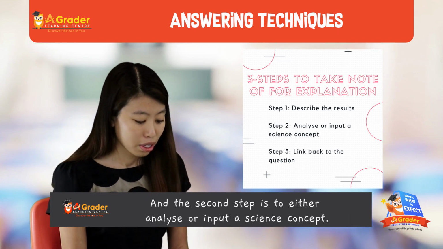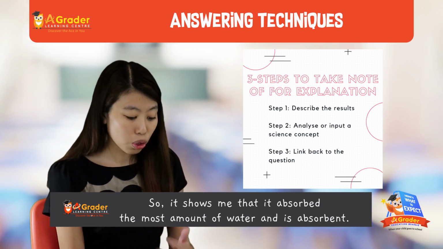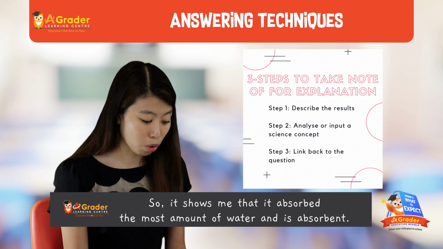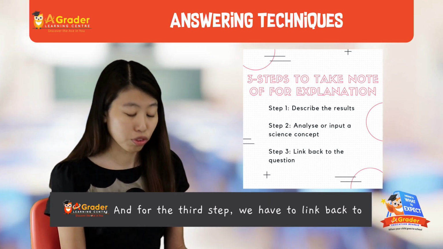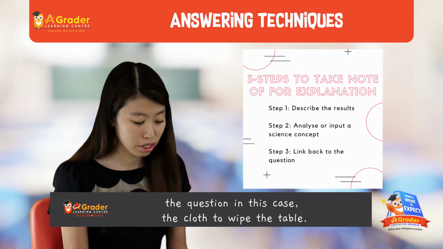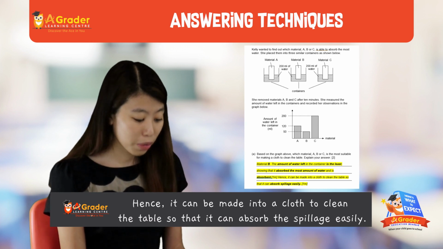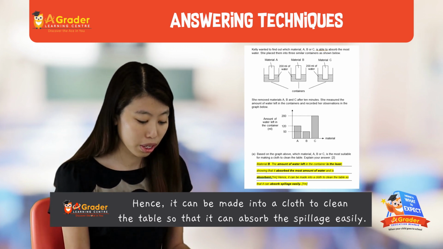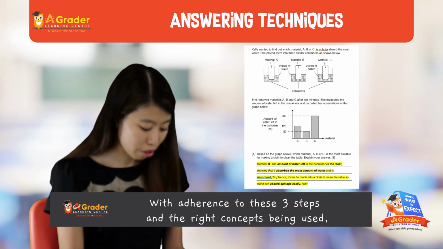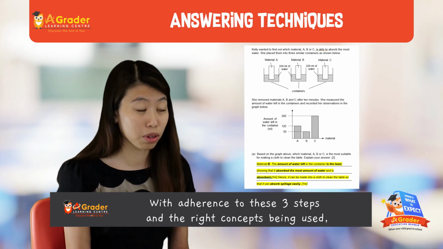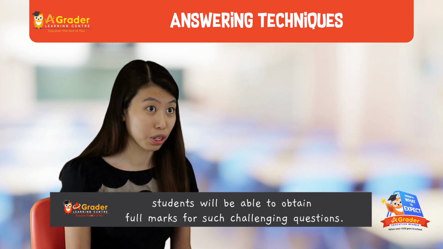And the second step is to either analyze or input a science concept. So it shows that B absorbed the most amount of water and it is absorbent. For the third step, we have to link back to the question, in this case, the cloth to wipe the table. So hence, it can be made into a cloth to clean the table so that it can absorb the spillage easily. With adherence to these 3 steps and the right concept being used, students will be able to obtain full marks for such challenging questions.